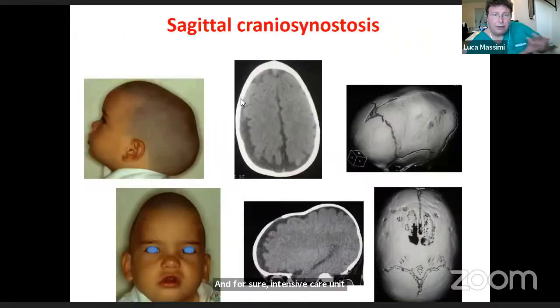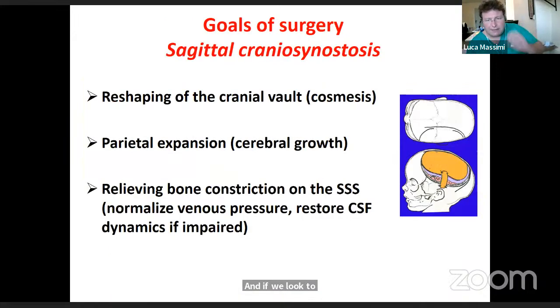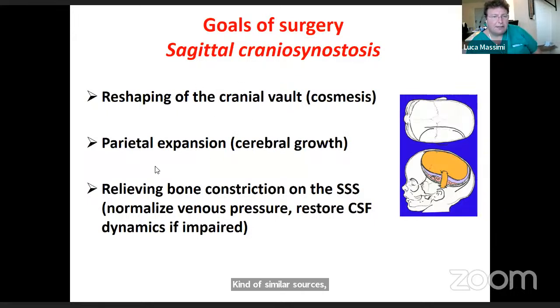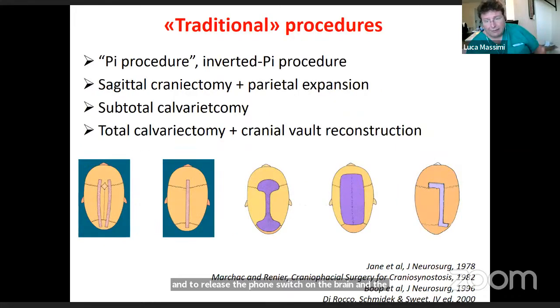And if we look at the management of the sagittal craniosynostosis, we have some specific goals for this kind of synostosis, namely the reshaping of the cranial mold for cosmetic purposes, but also to give space for the brain by making a biparietal expansion, and to relieve, of course, the bone constriction on the brain and the superior sagittal sinus. We have several techniques in the literature. As mentioned, I cannot address each of these in detail.